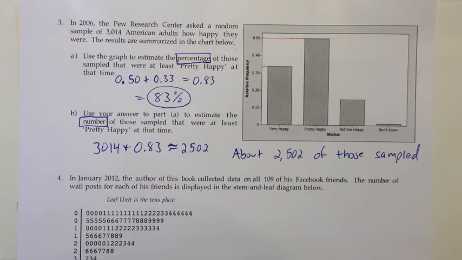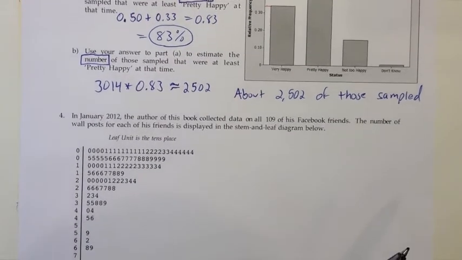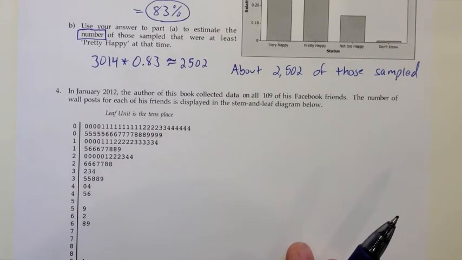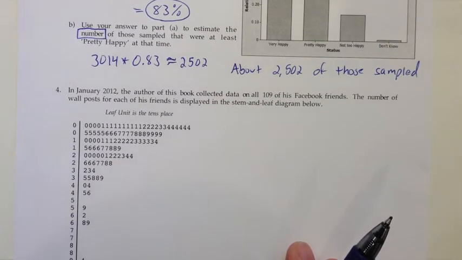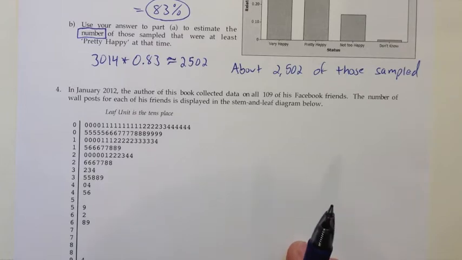In January 2012, the author of this book, that'd be me, collected data on all 109 of his Facebook friends. I have a few more now. And the number of wall posts for each of his friends is displayed in the stem and leaf diagram below.